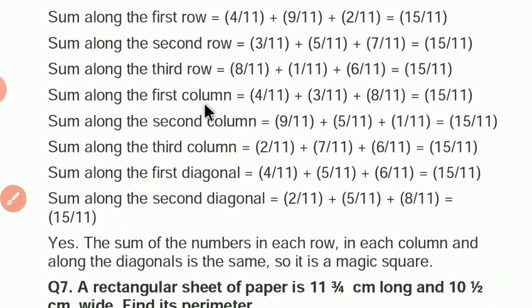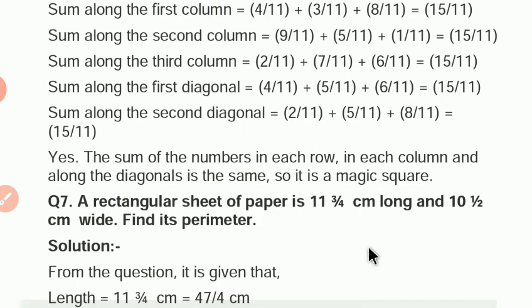So you can see that the sum of all the rows, all the columns and all the diagonals is equal to 15 by 11. So yes, the sum of numbers in each row, in each column and along the diagonal is the same. So it is a magic square.